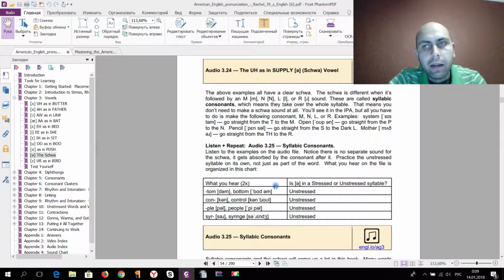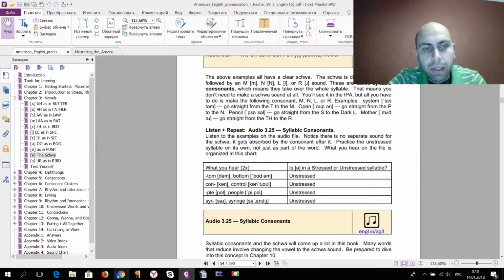It's like in these words: bottom, control, people, or syringe. For example, if we take the word people, the vowel sound schwa between the sounds p and l practically disappears, making these p and l sounds join together and form the so-called consonant unity, so there's no vowel sound there at all.